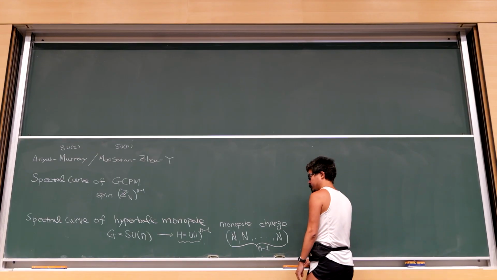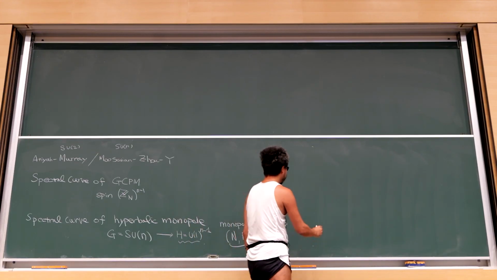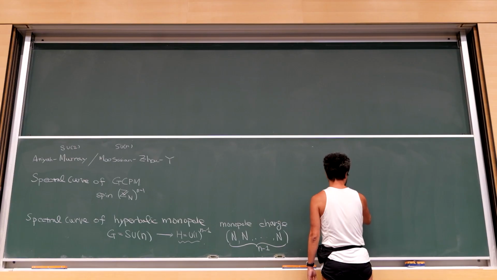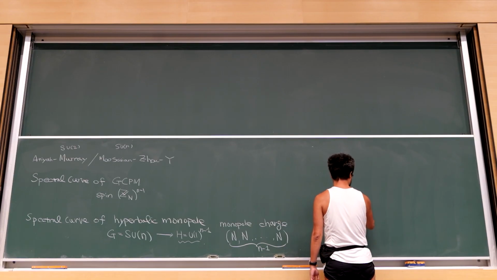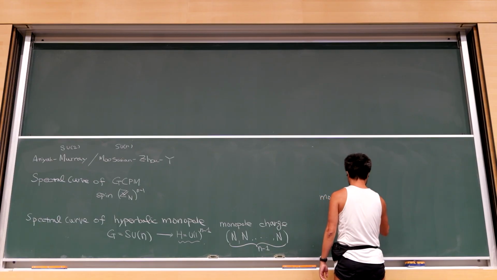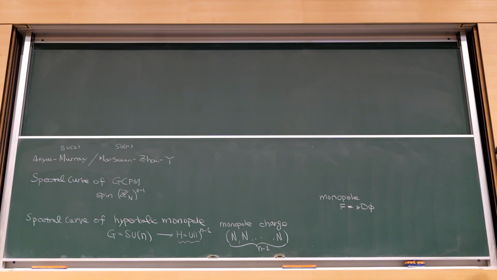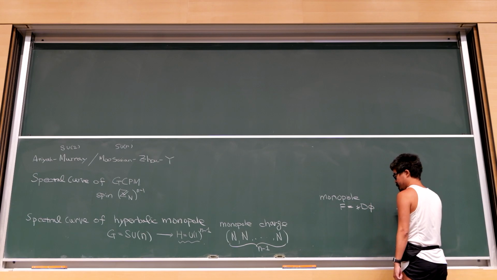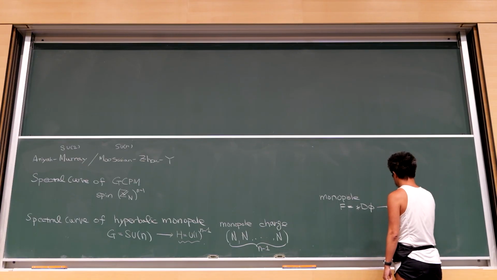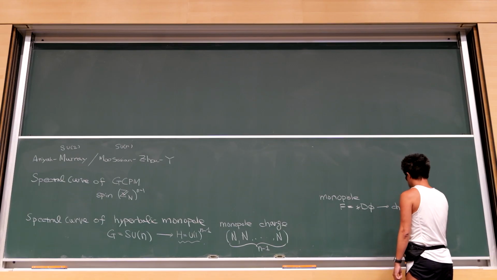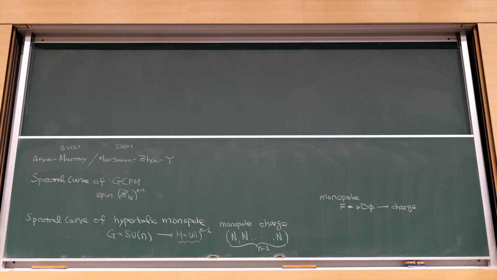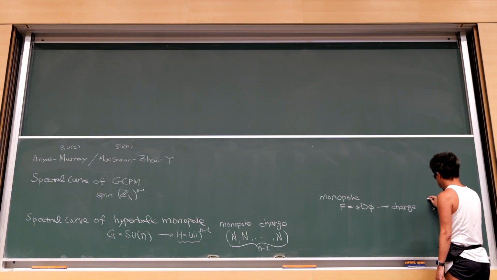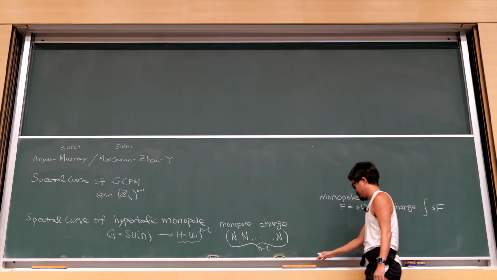Well, perhaps I should remind you of the monopole equations. The monopoles are described by this equation: F equals star phi. Phi is the Higgs field taking values in the adjoint, and then it has some charges. So this has what I might call the monopole charge. This is the value of the first Chern class, or you can measure the charge at infinity.